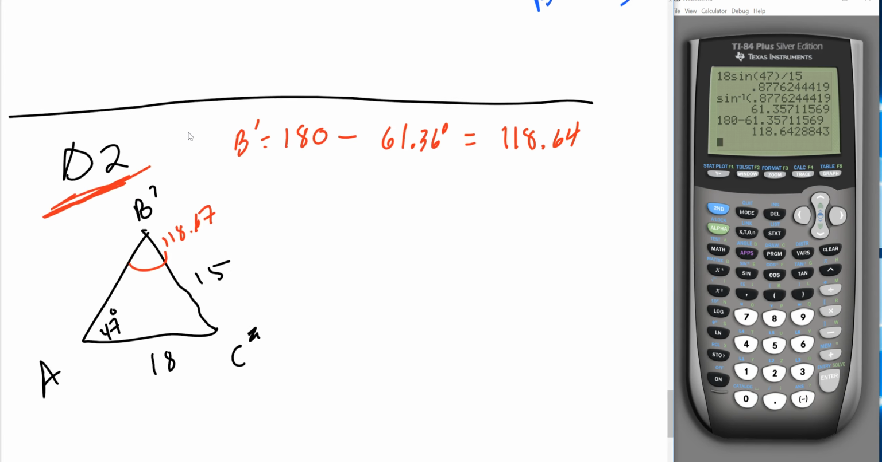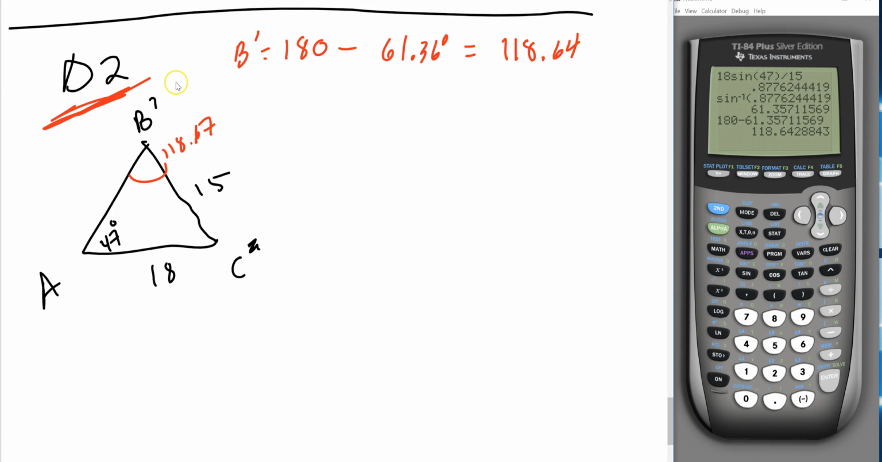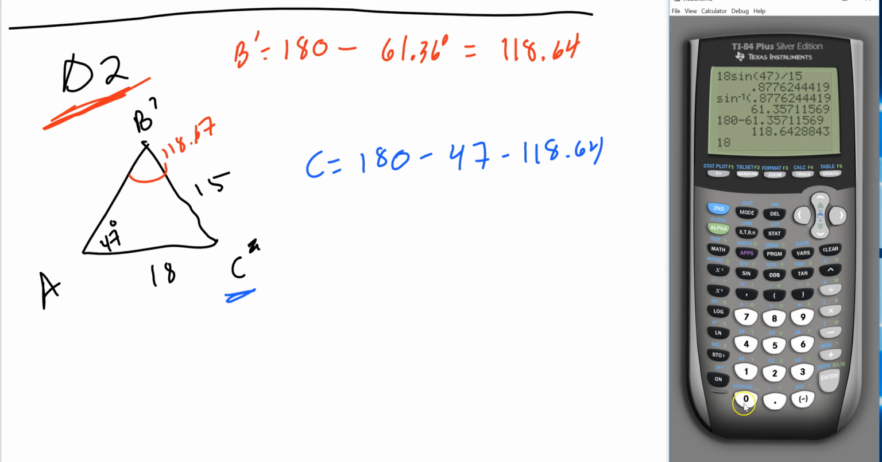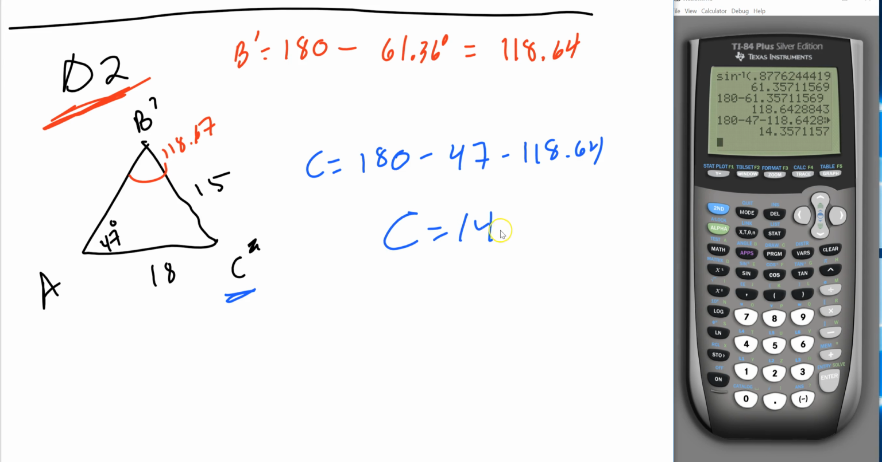We just got to solve it. So let me actually solve triangle 2 first. So we have that. How do we solve the rest of it? Like we always do. Nothing changes. Let's find C. C is going to equal 180 minus 47 minus 118.64. And this is where you can really check and see if you have two triangles. And I get angle C is 14.36 degrees. So see how it actually is an angle? It's not negative. There is two triangles.